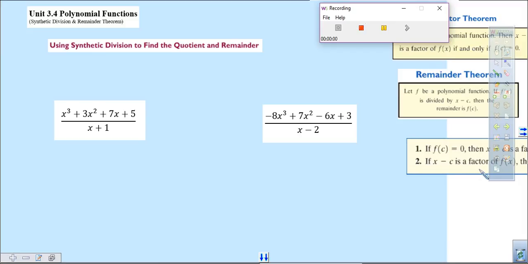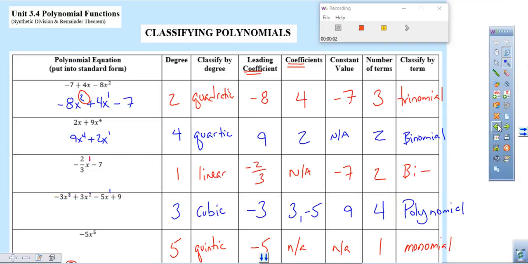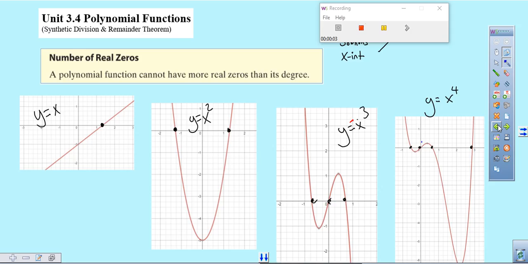All right, moving right along, let's go back to that first slide again, and let's remind ourselves of this concept: if we're a first degree function, we would cross the x-axis at most one time. If we were a second degree function, like this guy, we would cross it at most two, third degree, 1, 2, 3, and fourth degree, 1, 2, 3, 4, at most.